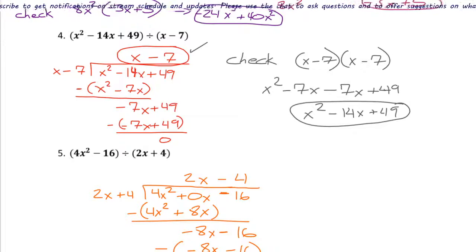So that's going to be 0, those will cancel. And then negative 16 minus negative 16, same thing. So negative 16 plus 16 would be 0. So we do not have a remainder. So we were good. If we had a remainder, we would be writing that differently, but we can get to that later. So our final answer is going to be 2x minus 4.